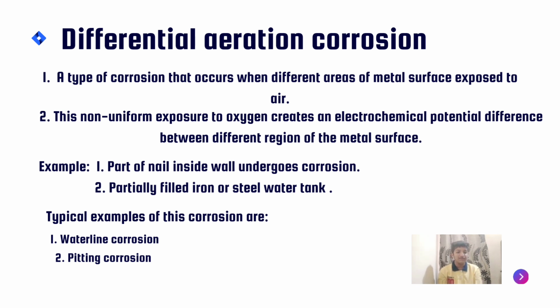So let's see about differential aeration corrosion. Differential aeration corrosion is a type of corrosion that occurs when different areas of a metal surface are exposed to air. The non-uniform exposure to oxygen creates an electrochemical potential difference between regions of the metal surface. Examples of differential aeration corrosion are the part of a nail inside a wall undergoing corrosion and a partially filled iron or steel water tank. Typical examples of this corrosion are waterline corrosion and pitting corrosion.